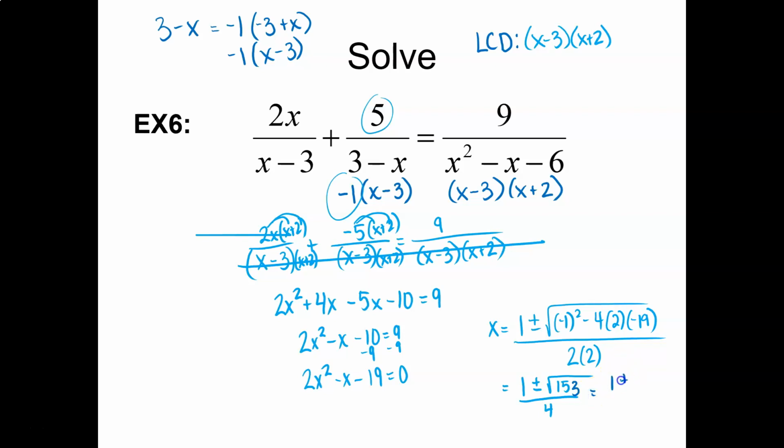So 1 plus or minus 3 root 17 over 4. Our excluded values are 3 and -2. I don't know what this equals, but I'm sure it's not 3 or -2.